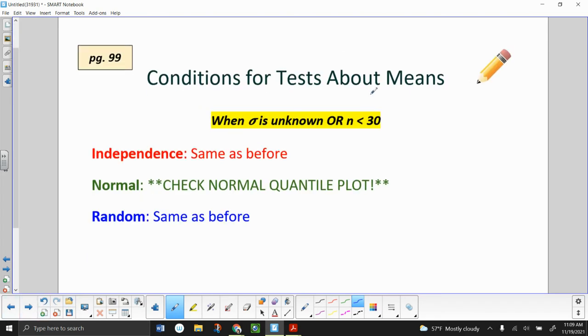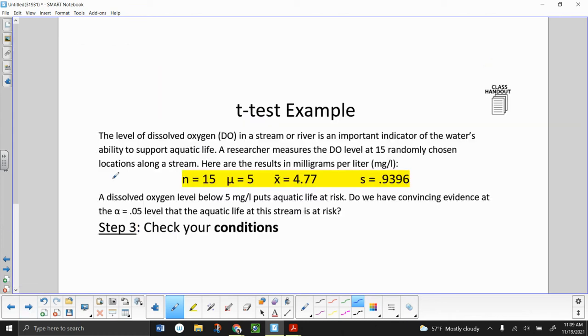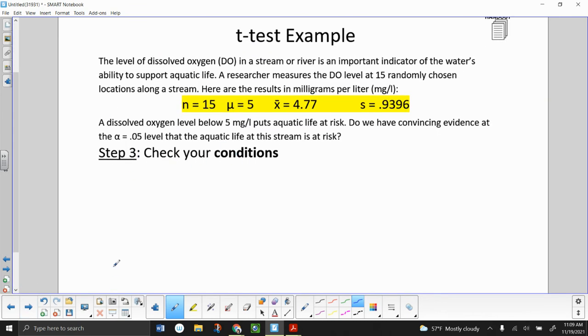All right, so in terms of conditions, the independent and the random condition are the same as before. So big N is greater than or equal to 10n, and the randomness should be stated. However, for the normal condition, we're going to check the normal quantile plot since we know that our sample size is less than 30. So our sample in this case are randomly chosen locations along the stream. So big N is just going to be all locations, which we know is basically infinite because you could take a sample anywhere along a stream. That's greater than or equal to 10 times 15. That's definitely reasonable to assume.